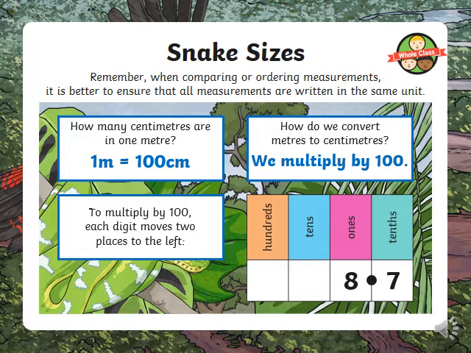So we can see here we have the measurement of 8.7. That would be 8.7 metres. If we wanted to change that to centimetres, we would have to multiply that number by 100. And like it says, each digit, not the decimal point, each digit moves 2 places to the left. So 8.7 multiplied by 100 would become 870. We can see there the digits moved twice, but it left us with an empty space in the ones column, so we would fill that with a 0, 870.